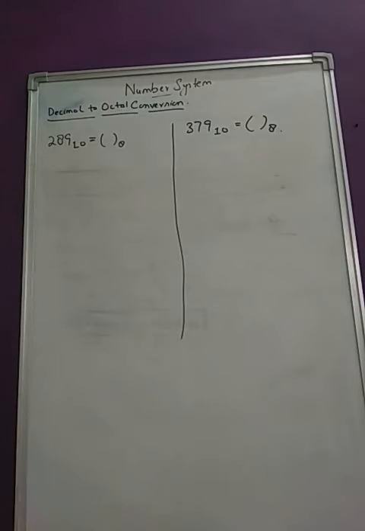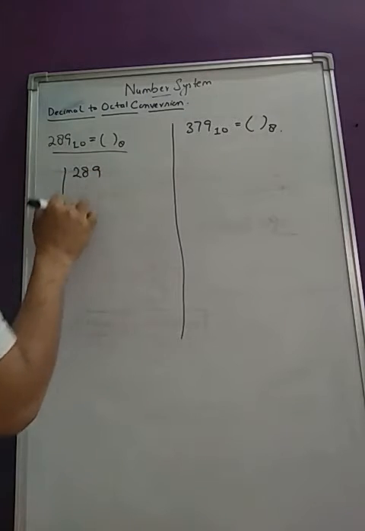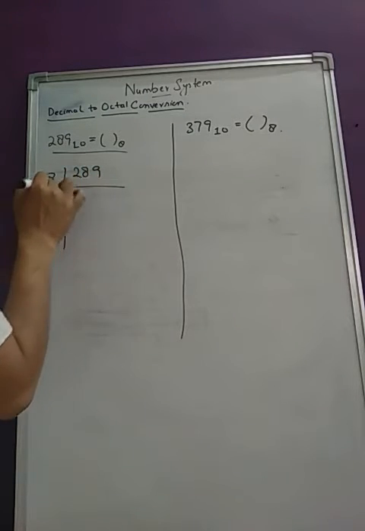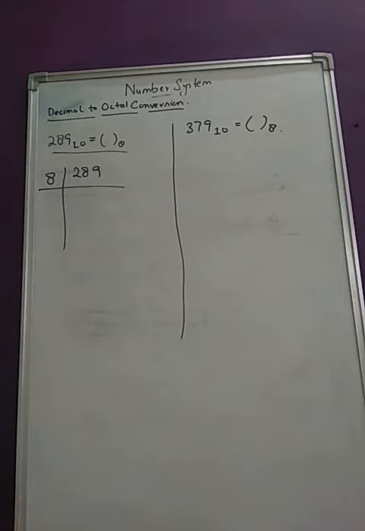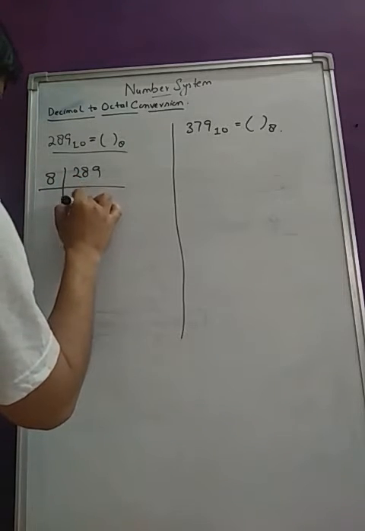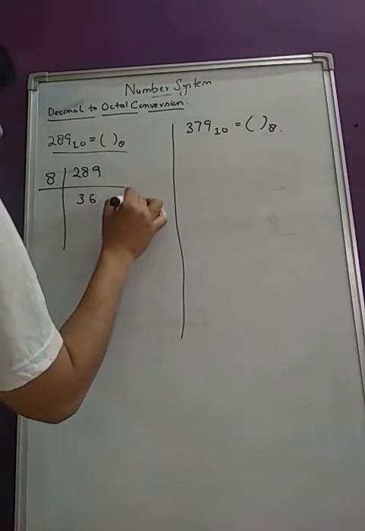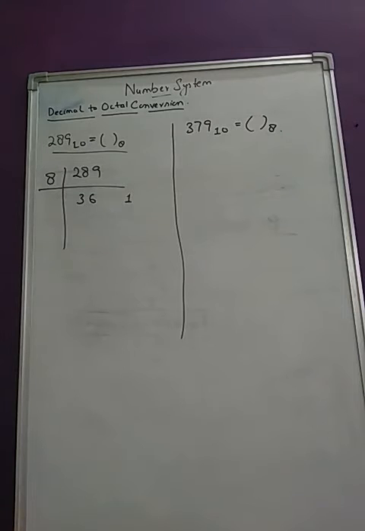So let's first solve this question. 289 we have to divide by 8 using the repeated division method. 8 3s are 24, 24 and 49. 8 6s are 48, and 1 will be the remainder over here.